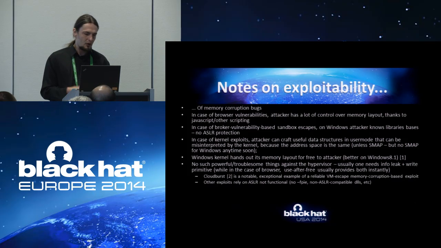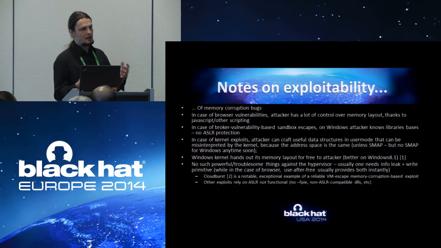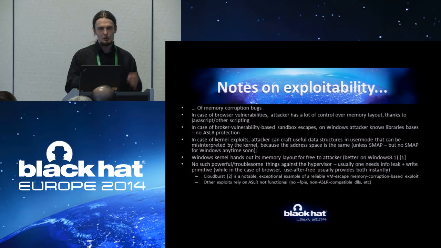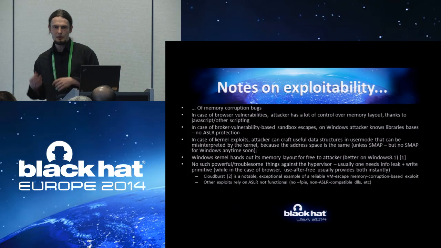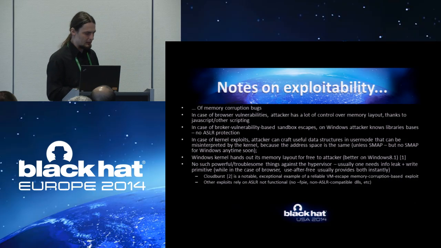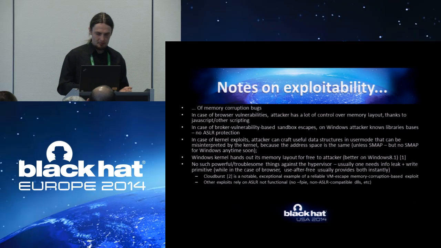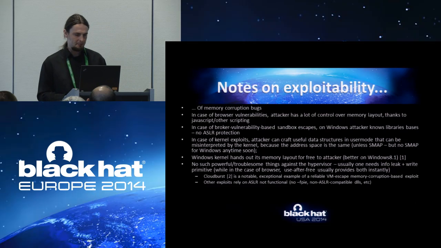How a kernel exploit normally works is that an attacker can prepare some data structures in user mode and trick the kernel into believing that they are actually kernel mode structures. And that creates a problem, with null pointer dereferencing in the kernel being a primary example. Again, the problem is that the address space is the same.